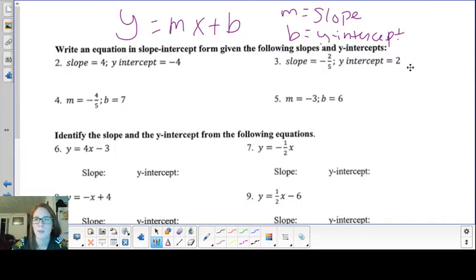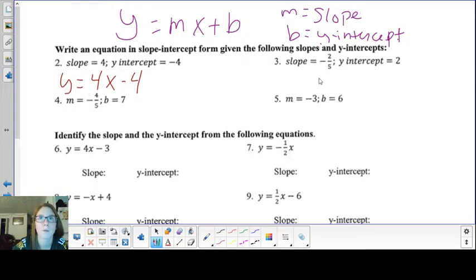The intercept means when x is 0, you're going to be at that location, either up or down on the y-axis. So for number 2, my slope is 4, and my intercept is -4. So I'm going to simply write y is equal to 4x minus 4. My x is always going to be there, and my y is going to always be there.